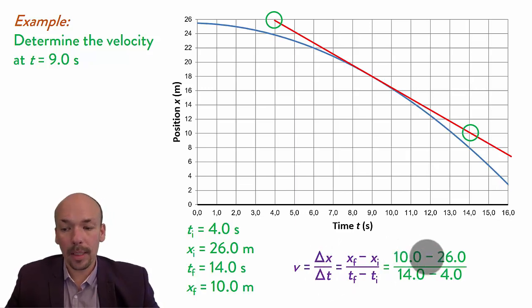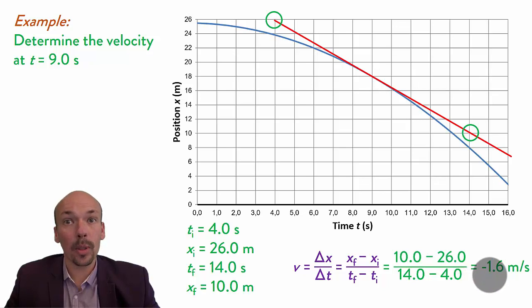So now the velocity is minus 1.6 meters per second, because, as you can see, the position went down, so it will be a negative number and the velocity is negative, and you can see that because the line is going downwards.